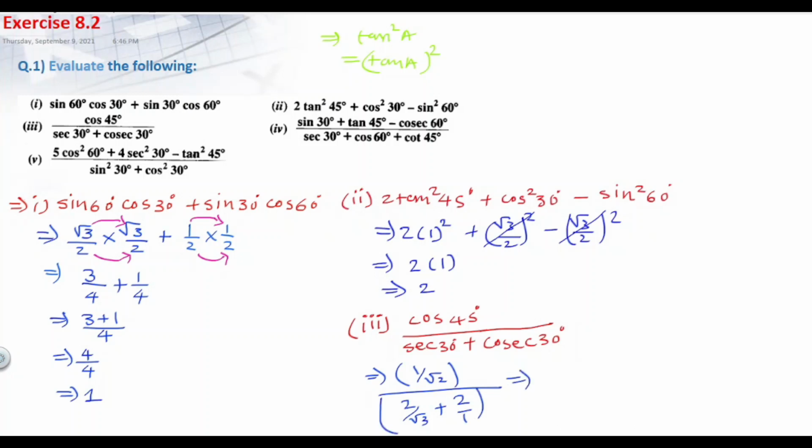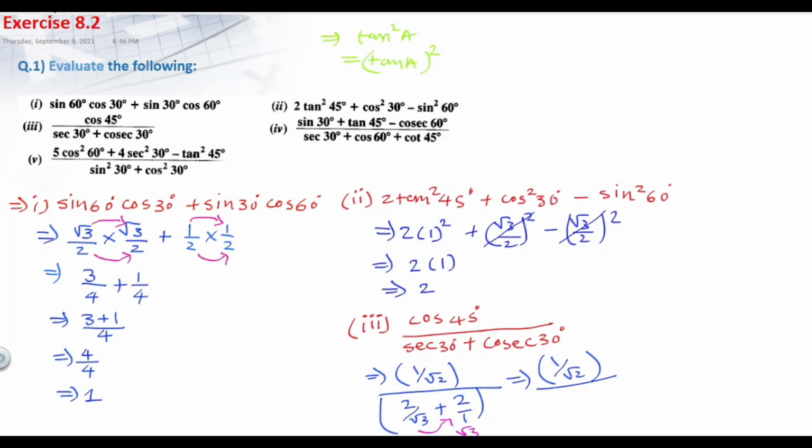Okay. Now we have to add two fractions. So we have to take the LCM of the denominators here. Okay. So the LCM of these two denominators will be root 3.